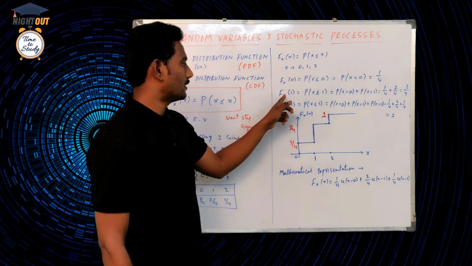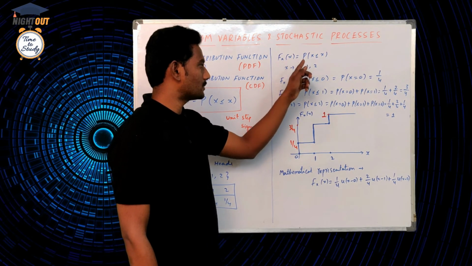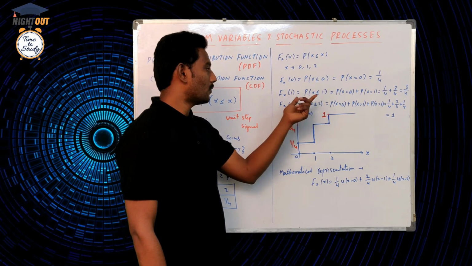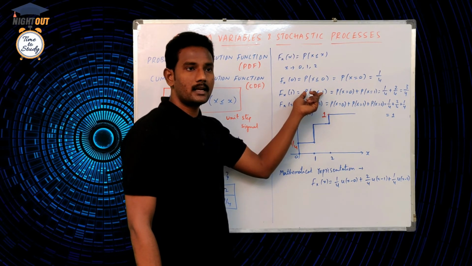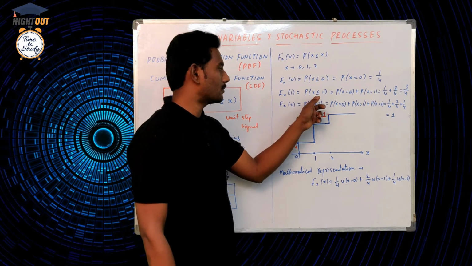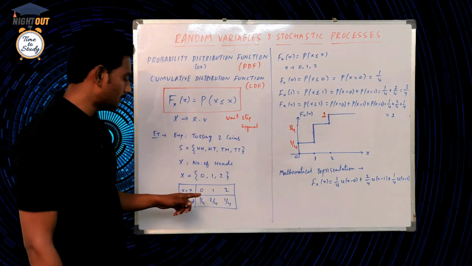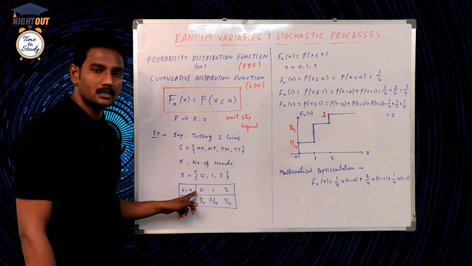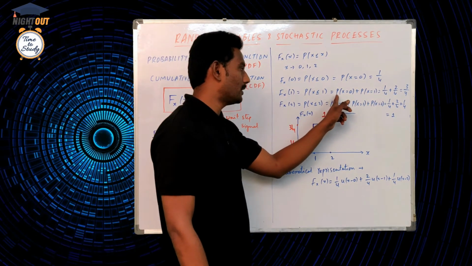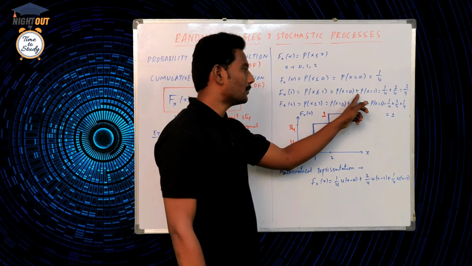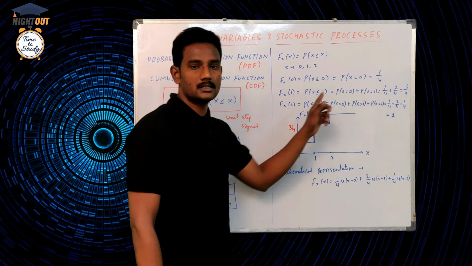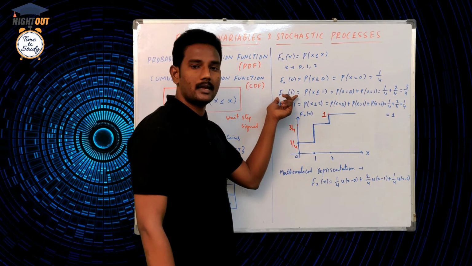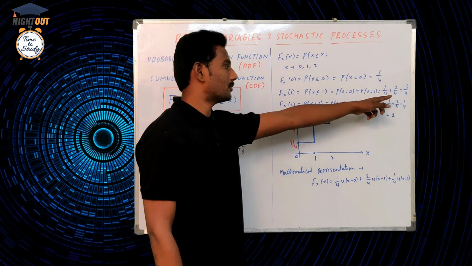Now take 1. Fx of 1 means by definition the probability of capital X less than or equal to 1. Now we have to write the values of the random variable which are less than or equal to 1. That means we are getting two values, 0 and 1. So that is probability of x equal to 0 plus probability of x equal to 1, that is 1 by 4 plus 2 by 4. So we are getting the value of Fx of 1 as 3 by 4.